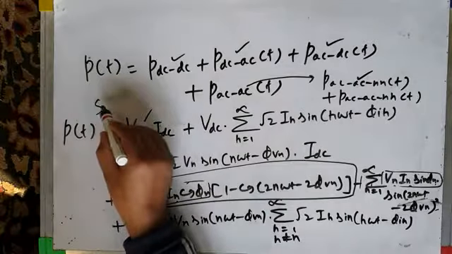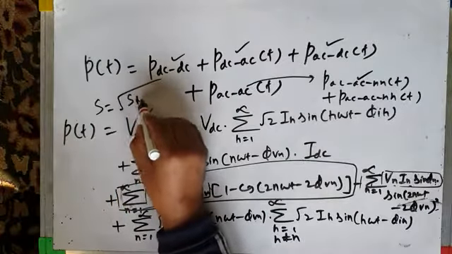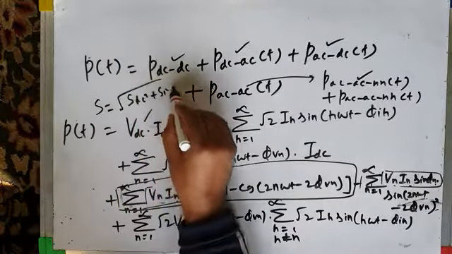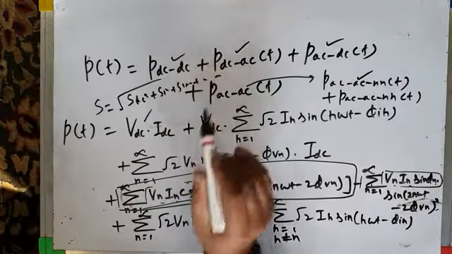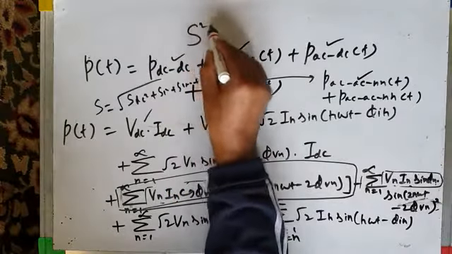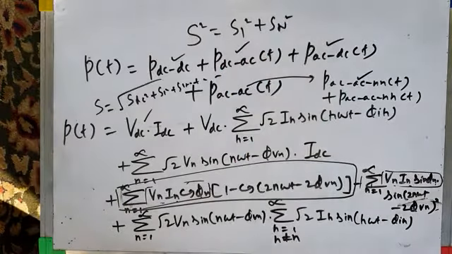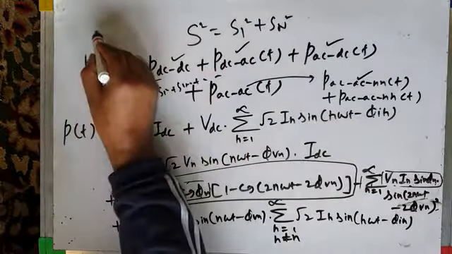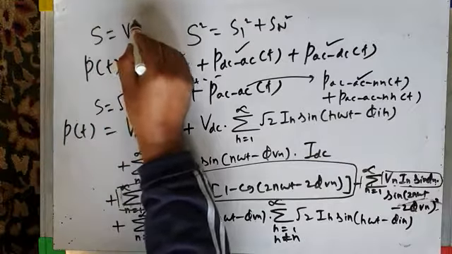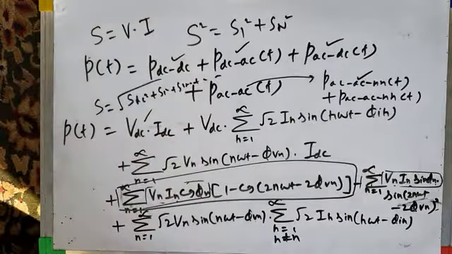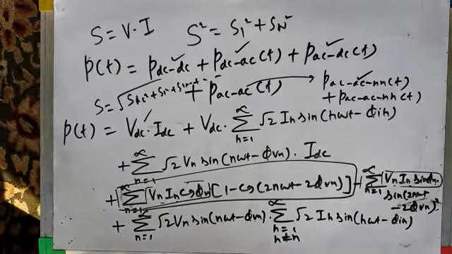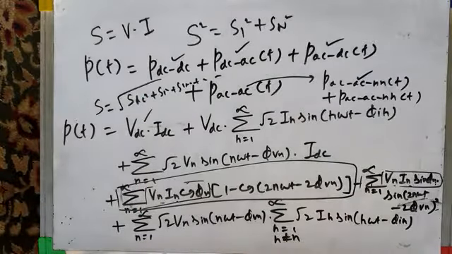I mean, this was S equal to under root of SDC square plus S1 square plus SH square plus SD and so on. So S square was equal to S1 square plus SN square. This is our final term for apparent power. And simply if you know the voltage expression, if you know the current expression, V into I will give you apparent power. From that we defined two other terms, one non-active power and one distortion power.